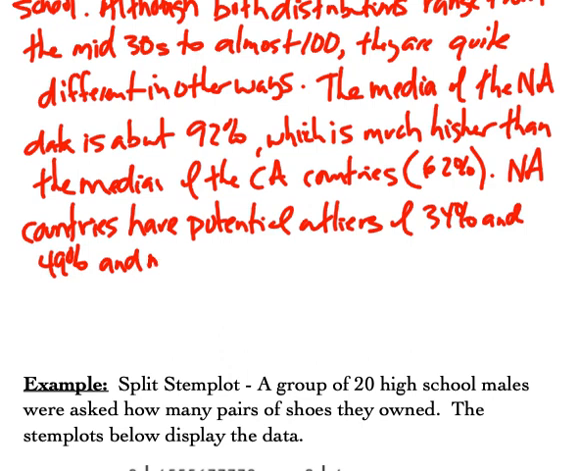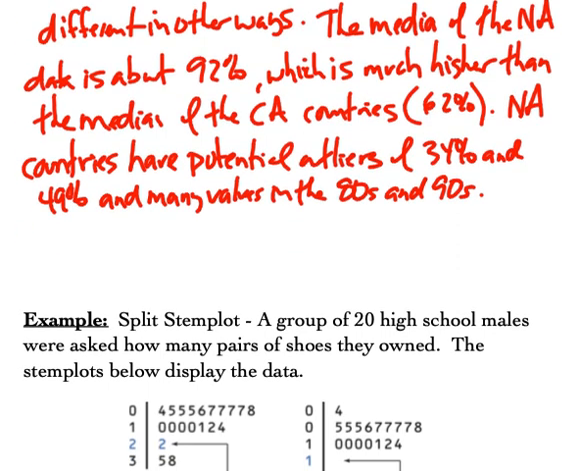And many values, this is like our cluster stuff, and many values in the 80s and 90s. Okay, so now we have our unusual features. We've actually already talked about the spread with discussing the ranges of those values. The only last thing we really need to talk about is the shape.